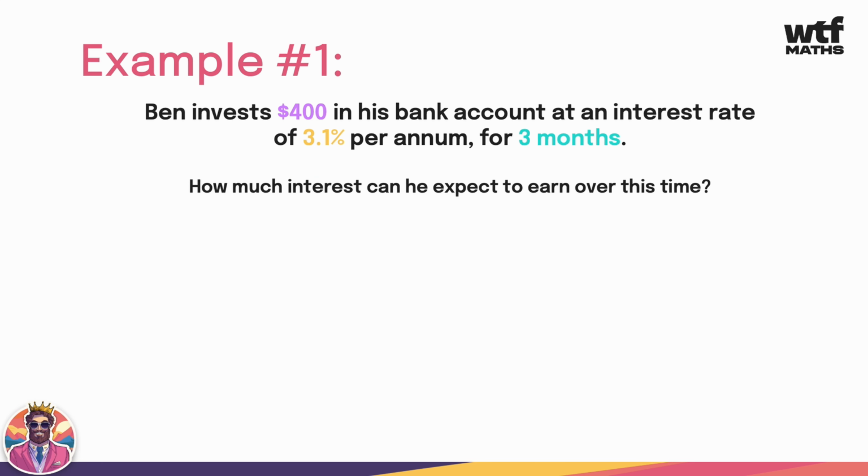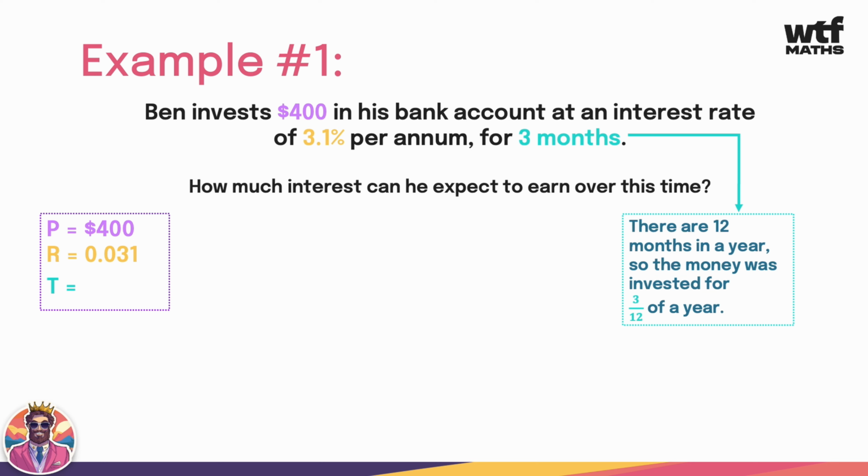Ben invests $400 in his bank account at an interest rate of 3.1% per annum for 3 months. So how much interest can he expect to earn over these 3 months? Well, we start off like normal with our P, our R, and our T. Now we know the principal is going to be $400. That's pretty straightforward. We're pretty good at working out the rate in our heads now, so we know it's going to be 0.031. But how do we write 3 months as a fraction of a year?